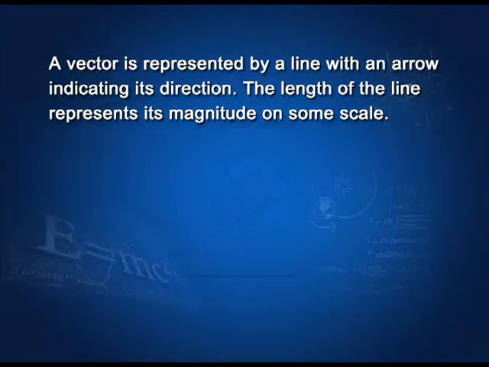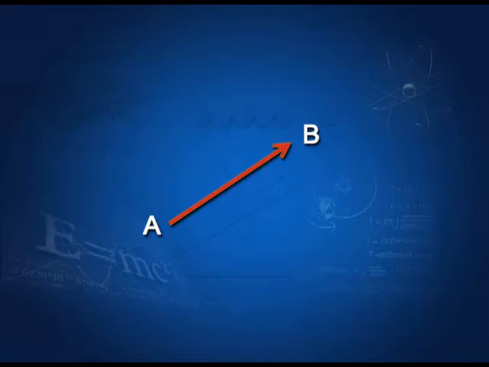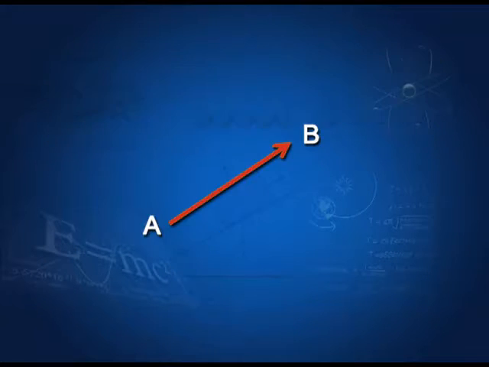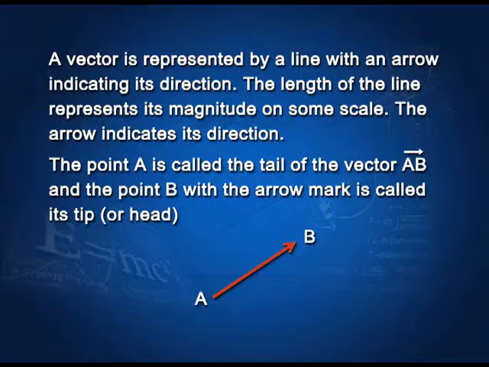How do you represent a vector? The vector is represented by a line with an arrow on one side. The arrow indicates its direction and the length of the line indicates its magnitude. You can see that this A is blinking. So, just to make sure, this A is called the tail of the vector and B is called the head or the tip of the vector.